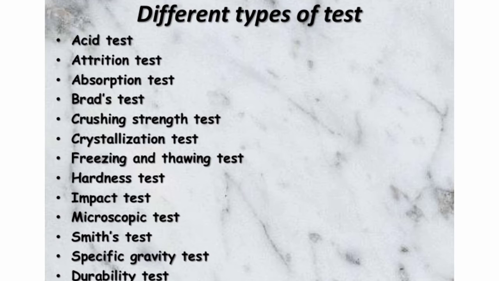Different kinds of tests are listed here. First one is the acid test, second one attrition test, absorption test, Brard's test, crushing strength test, crystallization test, freezing and thawing test, hardness test, impact test, microscopic test, Smith's test, specific gravity test, and last one is the durability test. In that, first one is the acid test.